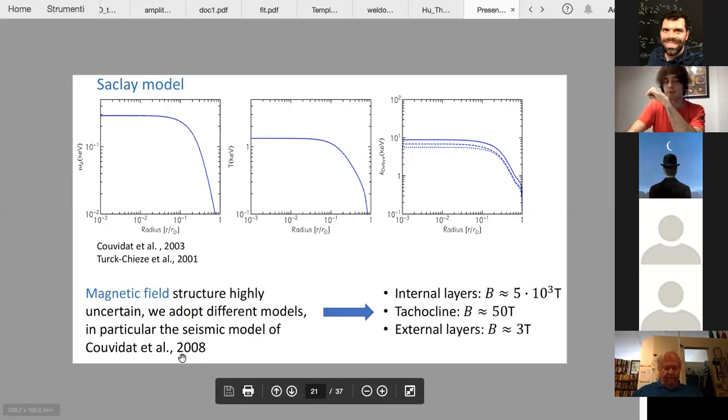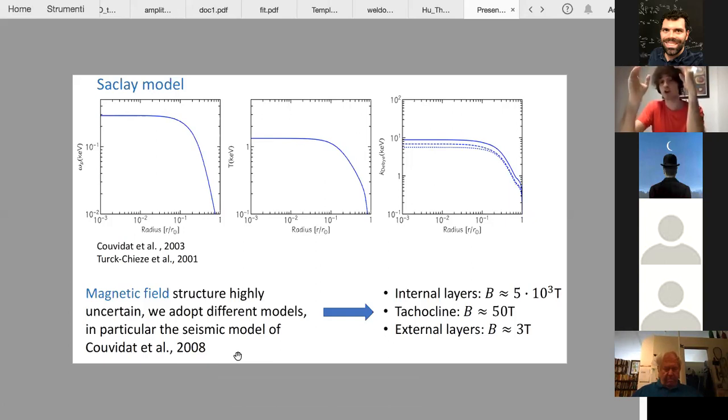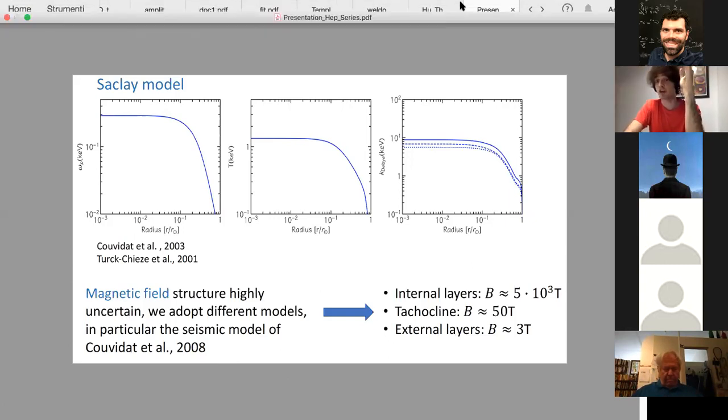So in this paper from 2008, there is a model that fits very well all the seismology observations and is, as far as we know, one of the best models. But you know, I'm not an expert. We are not experts in solar physics. So if you have any model that we should try, just let us know.